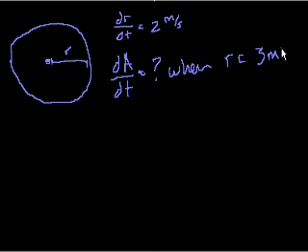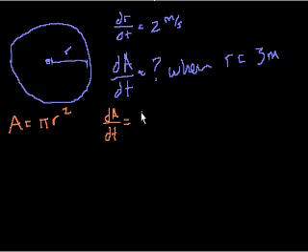Well, do we know any relation between the area of this circle and the distance of the ripple, or the radius? Yes, we do. Area is equal to pi r squared. We want to figure out the rate at which area changes with respect to time. So what does the chain rule tell us? The rate at which A changes with respect to t is equal to the rate at which A changes with respect to r times the rate at which r changes with respect to t.